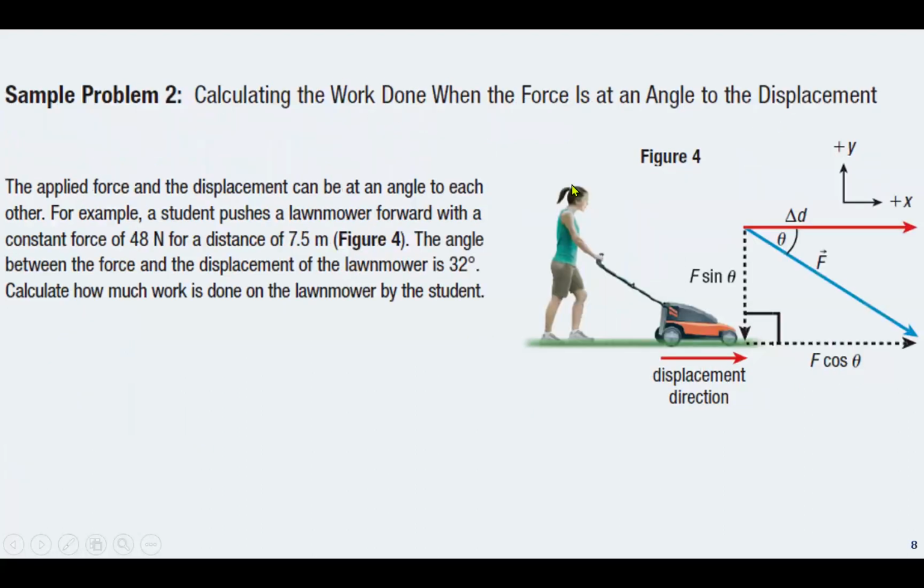Okay, if no questions, let's consider sample problem 2. Calculating work done when the force is at an angle to a displacement. The applied force and displacement can be at an angle to each other. For example, a student pushes a lawnmower forward with a constant force of 48 newtons for a displacement of 7.5 meters, which is shown here in figure 4. The angle between the force and displacement of the lawnmower is 32 degrees. Calculate how much work is done on the lawnmower by the student. Okay, again, I'll give you 5 minutes to consider this question by yourself, and then we'll have a look at the solution together.